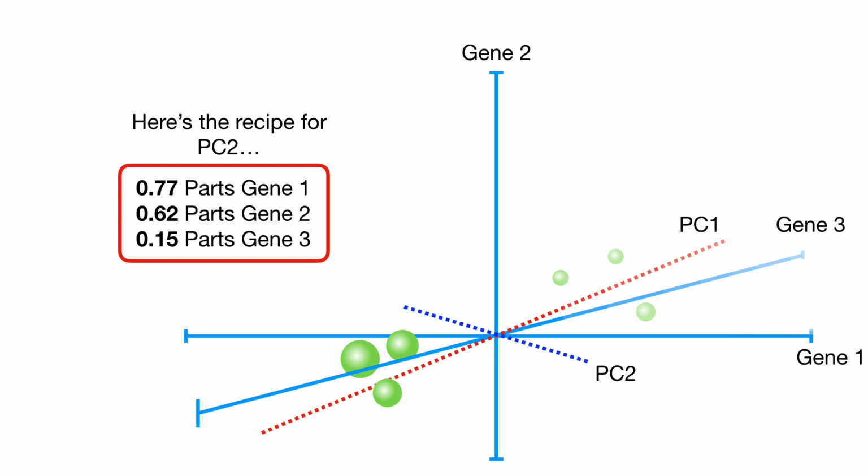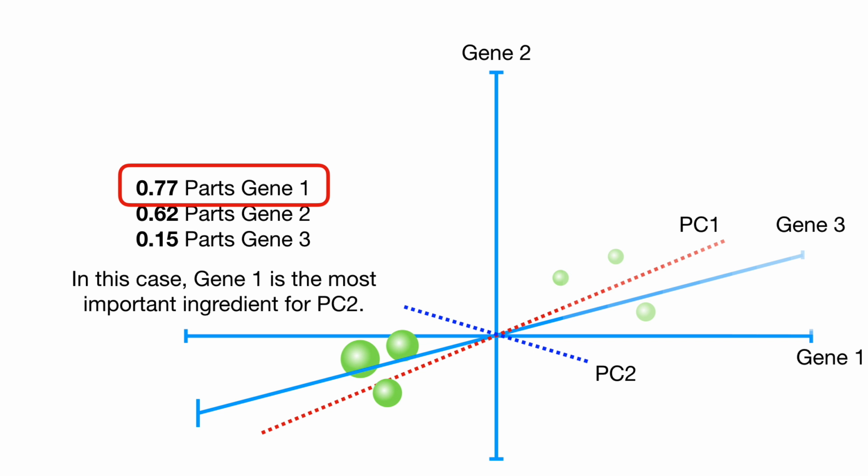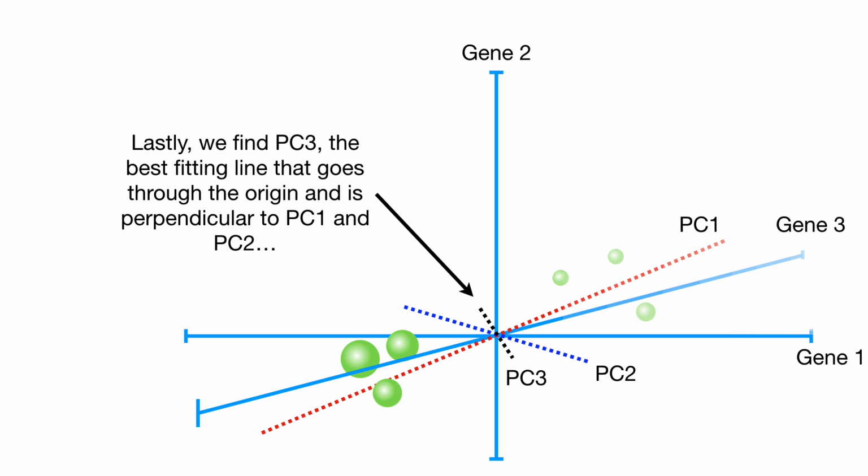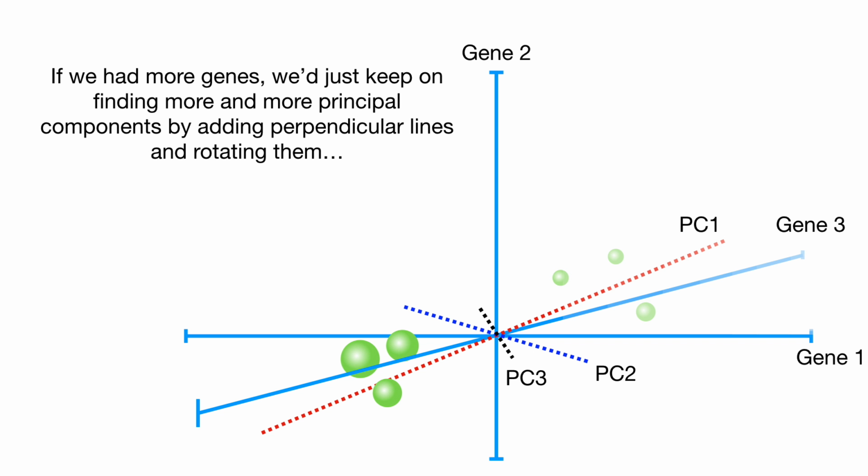Here's the recipe for PC2. In this case, gene 1 is the most important ingredient for PC2. Lastly, we find PC3, the best fitting line that goes through the origin and is perpendicular to PC1 and PC2. If we had more genes, we just keep on finding more and more principal components by adding perpendicular lines and rotating them.